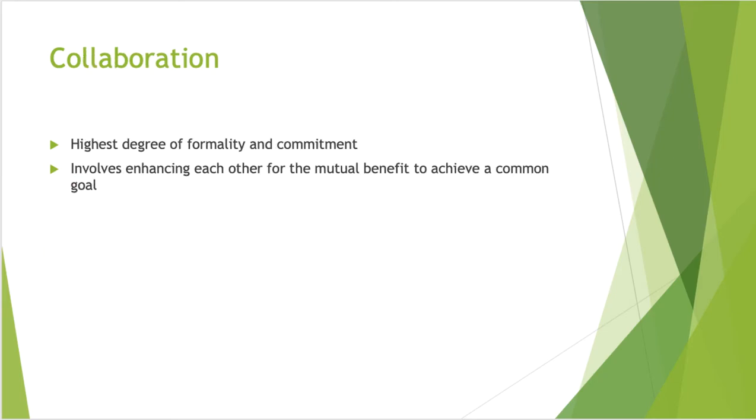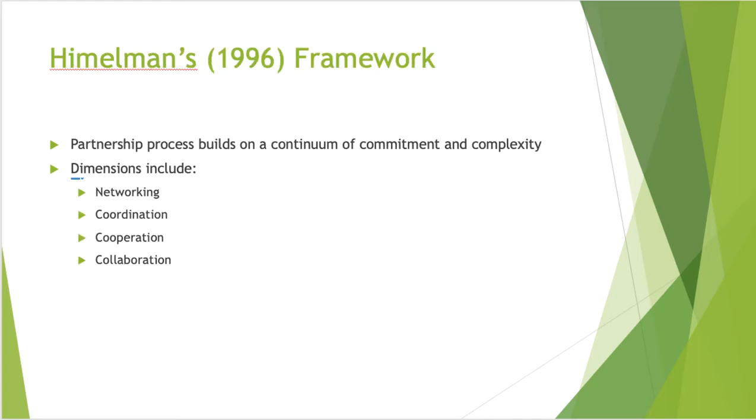So the last one that we're going to talk about is collaboration. This is the highest degree of formality and commitment that there could be. It involves enhancing each other for the mutual benefit of a common goal. Essentially, they are making each other better in order to achieve this common goal together. That's the part that differs from the other types: they're trying to better each other, and not just reach a goal, but better each other and reach a goal. So those are Himmelman's continuum, his framework. And remember, that includes networking, coordination, cooperation, and collaboration.